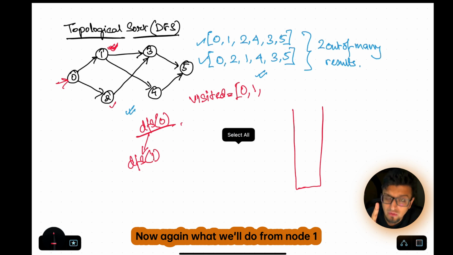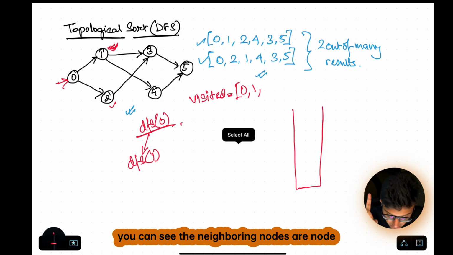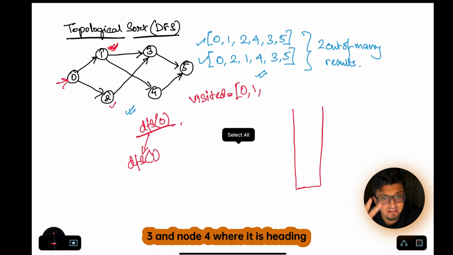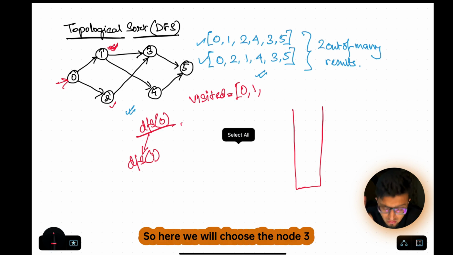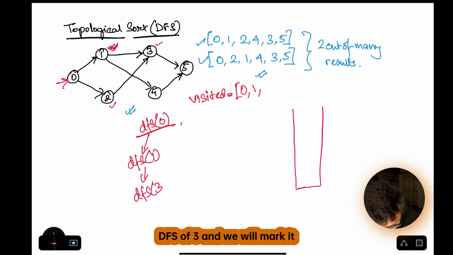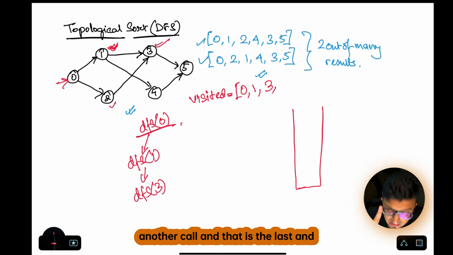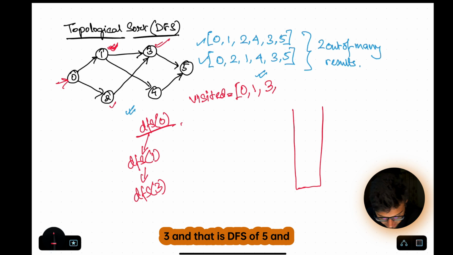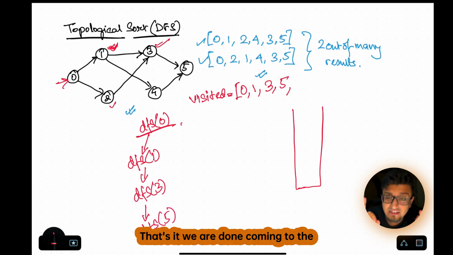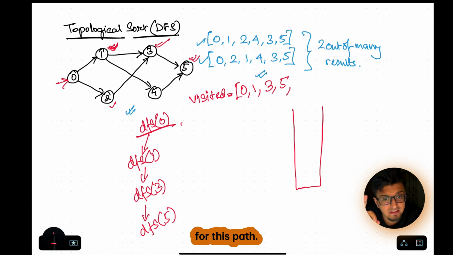Now again from node 1 we will call the DFS, and here you can see the neighboring nodes are node 3 and node 4. Here we will choose node 3 for example. So we'll make another call, that is DFS of 3, and we will mark it as visited. And from node 3, we will make another call, and that is the last and final DFS call, that is DFS of 5. And we will mark it as visited. That's it. We are done, coming to node 5, and that is the last node for this path.